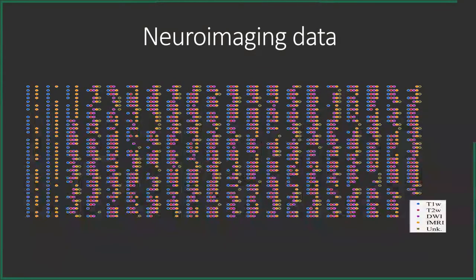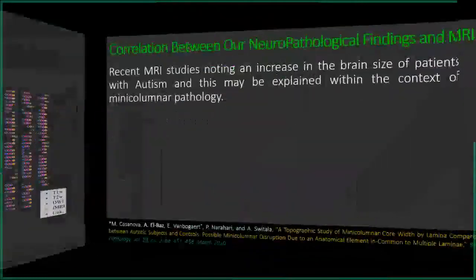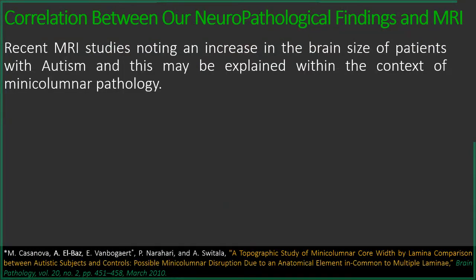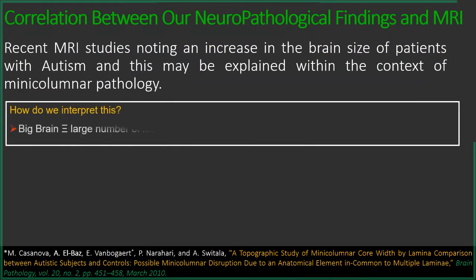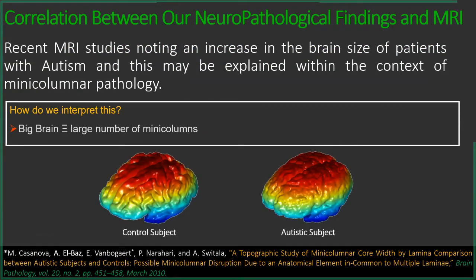The data sets that we have been using are from the National Database of Autism Research, an NIH-sponsored database in which behavioral data, genomic data, and MRI data are all deposited. We have roughly 1,200 subjects in this data set, for which we have MRI, genomic data, and behavioral data. The question is, can we find a correlation between our neuropathological findings and the MRIs? We spoke about the increased brain size, which may be mediated by the large number of mini columns in the cortex. So the idea here is, can we use MRI to detect the changes in the cortical surface of an autistic subject versus a control subject?